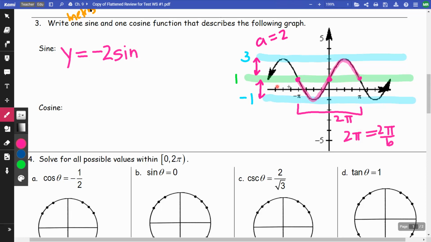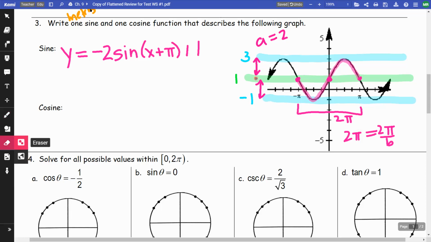Now I'm starting here at -pi, so that means this is going to be an x plus pi. And then it did have a shift up to 1, so +1. So that would be my equation for sine. Again, I could have started here if I wanted to. How would that have changed? It would have been a +2. This would just be sine x, and then that would be my graph. Okay, so there's different possibilities.